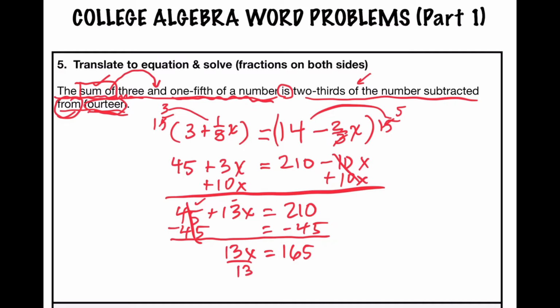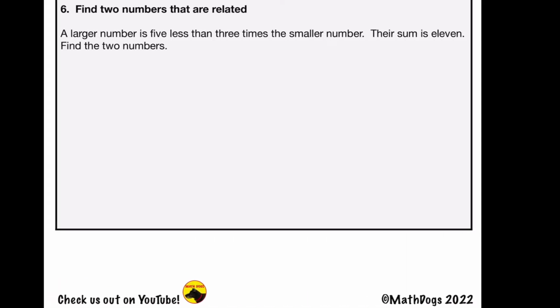Divide both sides by 13 to make my coefficient equal to 1. 13 divided by 13 is 1x. And 165 divided by 13 is not a clean division, so I'll just express that as 165 over 13. So x will equal 165 over 13.